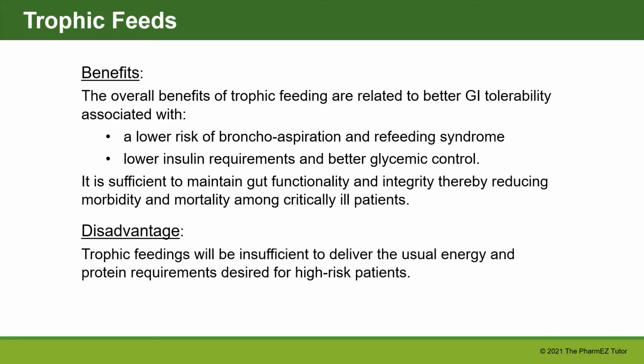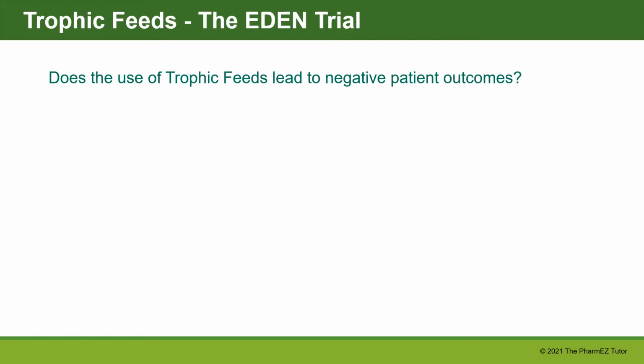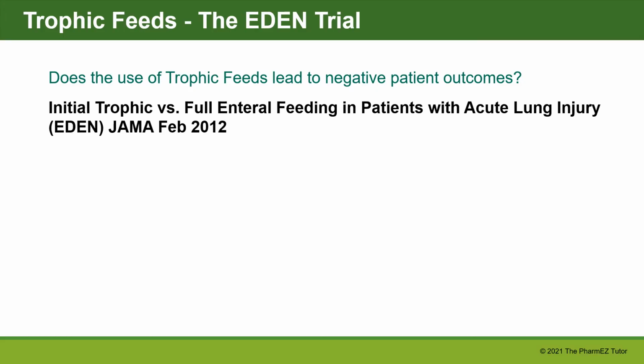The disadvantage is that trophic feedings will be insufficient to deliver the usual energy and protein requirements that's desired for high-risk patients. So does the use of trophic feeds lead to negative patient outcomes? This was studied in the Eden trial, which was published in JAMA in February of 2012.